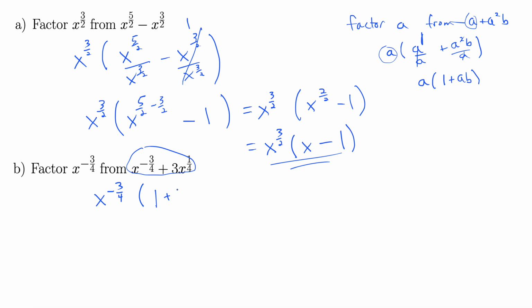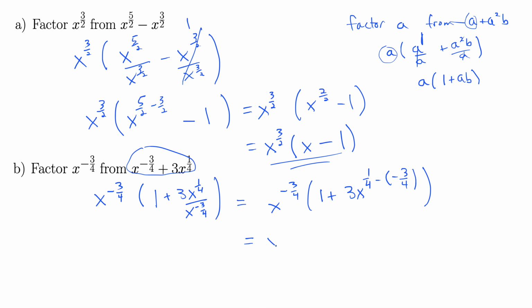Okay, so then we have plus 3x to the 1/4 over x to the negative 3/4, because remember, factoring out is simply dividing each term. When we have the same base and rational exponents like this, one dividing another, we subtract the exponents. So this gives x to the negative 3/4 out to the front still. Then we have 1 plus 3x to the 1/4 minus a minus 3/4. I'm just subtracting the bottom exponent from the top exponent.